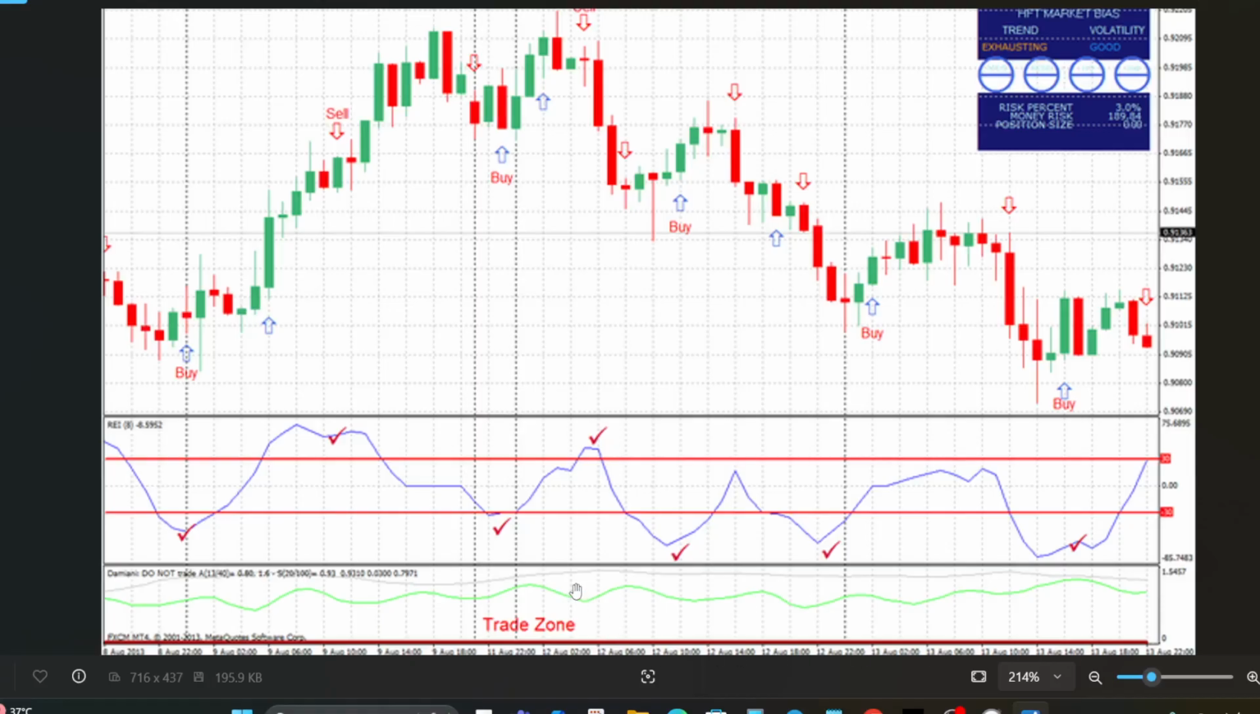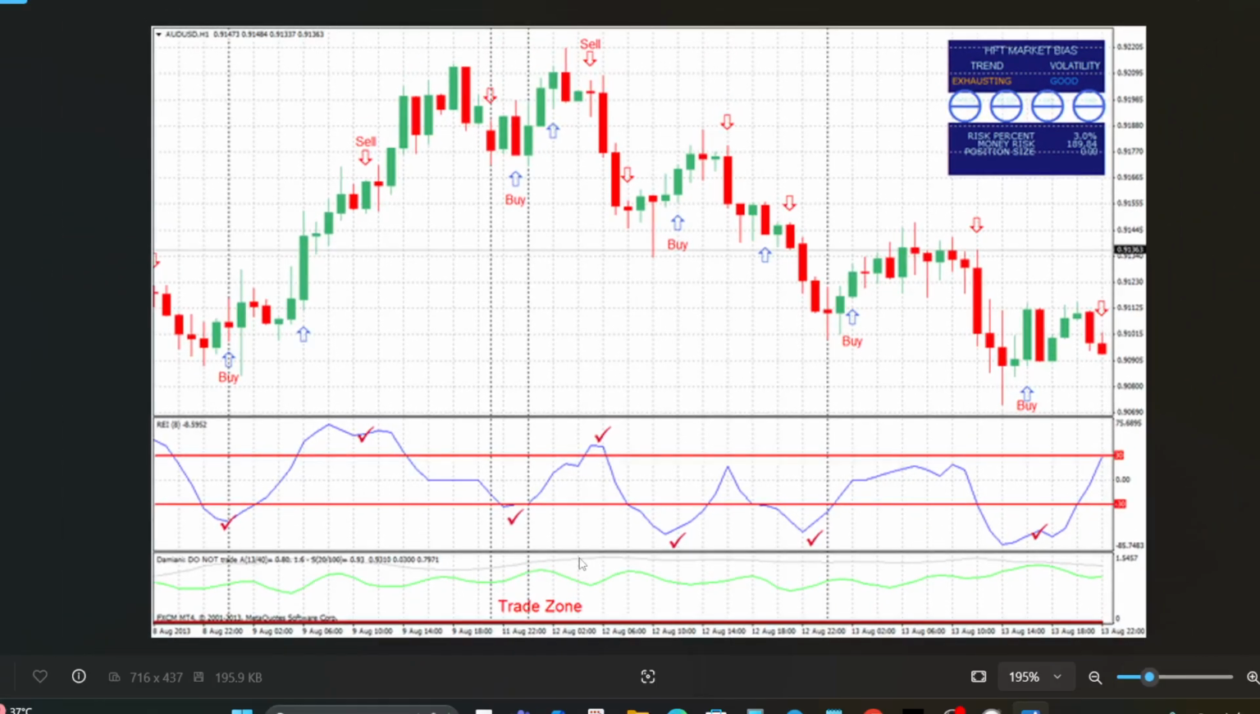This indicator might not always be readily available on your platform, so you might have to download it from an external site, from a third party source, and add it to your platform. Okay, now pay attention to the readings on the range expansion index. When the value is low, it means that the market is experiencing narrow price movement. When the value is high, it indicates that the market is becoming more volatile and the price is expanding significantly.